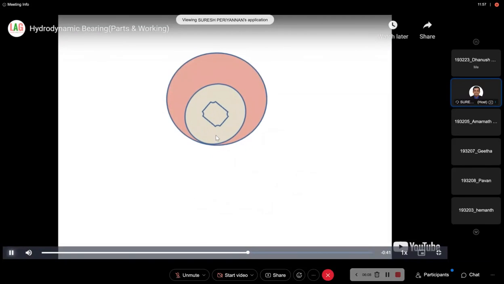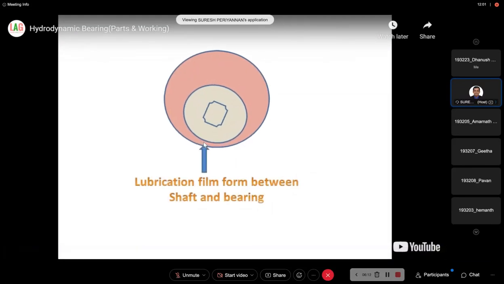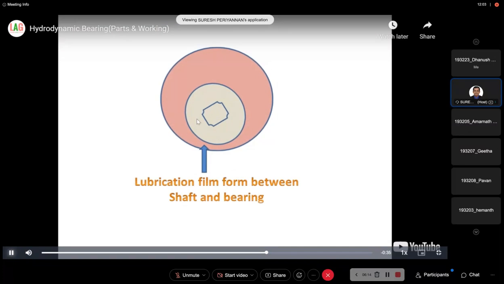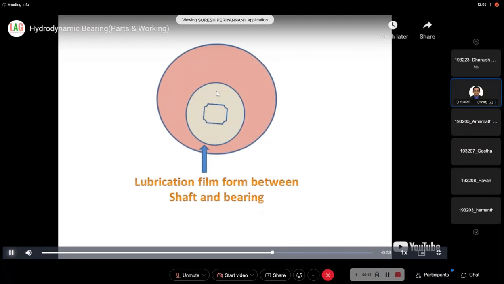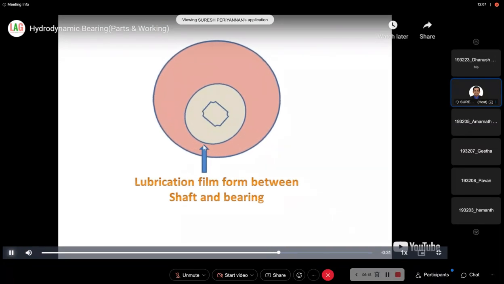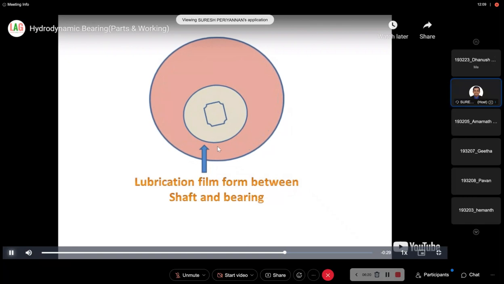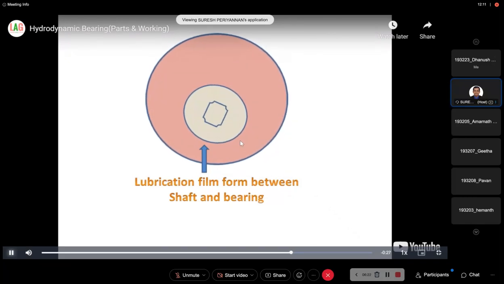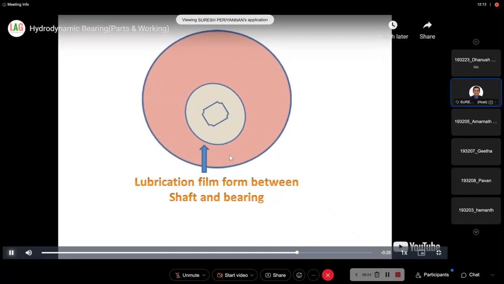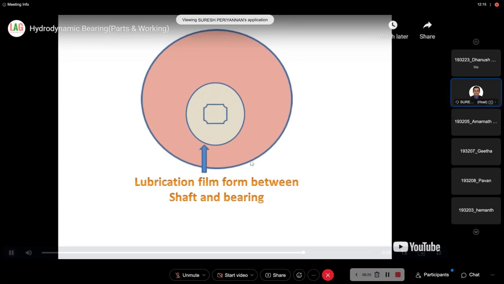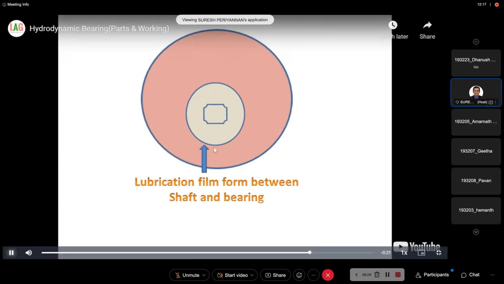Now, the rest condition looks like boundary lubrication. When the journal starts to rotate, then slowly fluid pressure is developed between the journal and bearing.